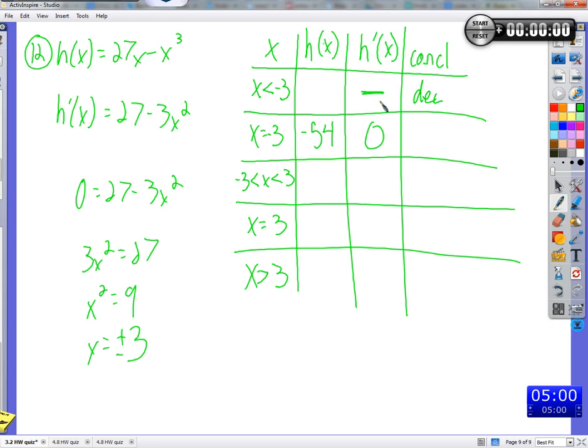Are you saying because it's a cube function that it has to go this way? No, I'm not making a statement about cube functions at all. Just this function happens to be decreasing from all values that are less than negative 3. And at 3, the function stops decreasing, it levels out. And if the slope is positive after this, if it goes back up, the slopes are positive, then this would have to be a minimum. Right? So maybe this is a minimum.